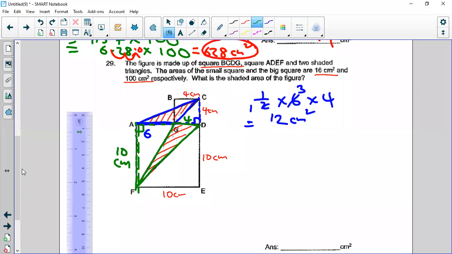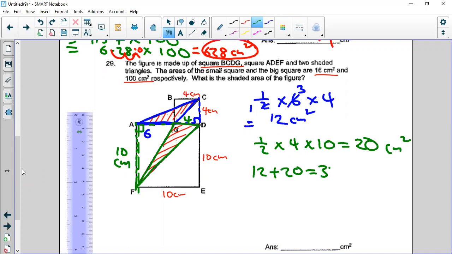So what's the area of the green triangle? Half times 4 times 10. If it's very easy, you don't have to cancel. 40 divided by 2 will be 20 already, 20 cm square. So what's the shaded area? 12 plus 20, and your answer is 32 centimeters square. Is the answer correct?